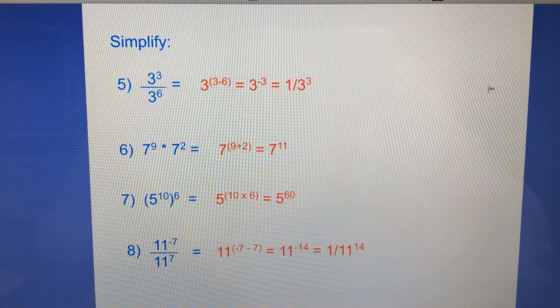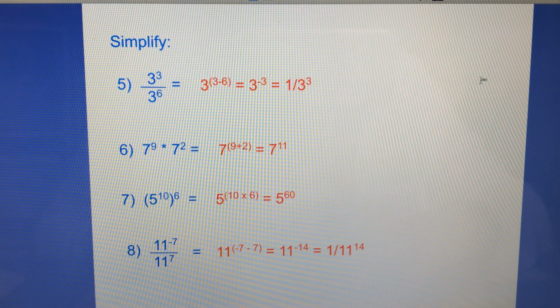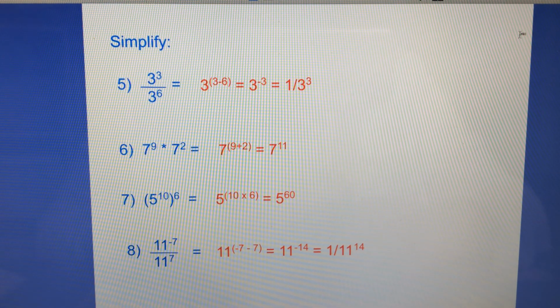I suggest you watch the video over again. Just make sure you understand these negative exponents and the rules of the operations. Good luck with exponents.